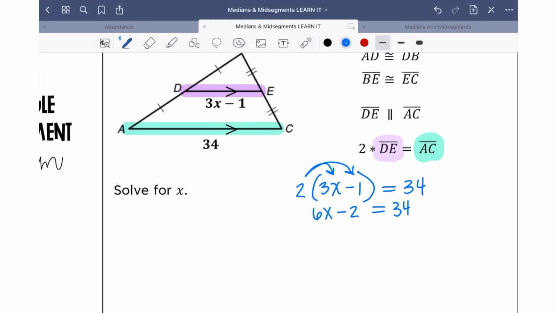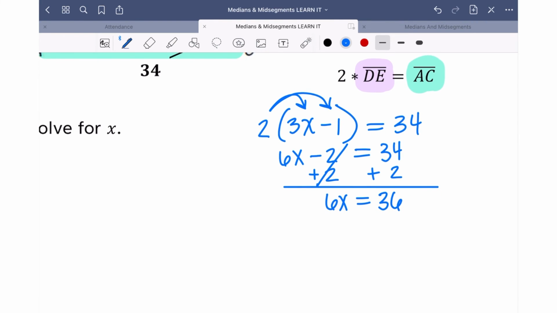Undo your operation so you can isolate x and have it alone on one side. I'm going to add 2 to both sides of my equation so that it'll cancel. Bring down the 6x. 34 plus 2 is 36. Last step. Undo multiplication by dividing. Cancel. X is equal to 6. And that is how we got the answer to this problem, okay?